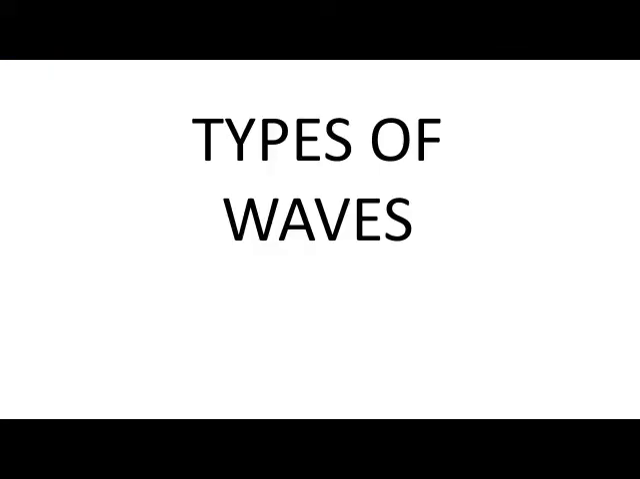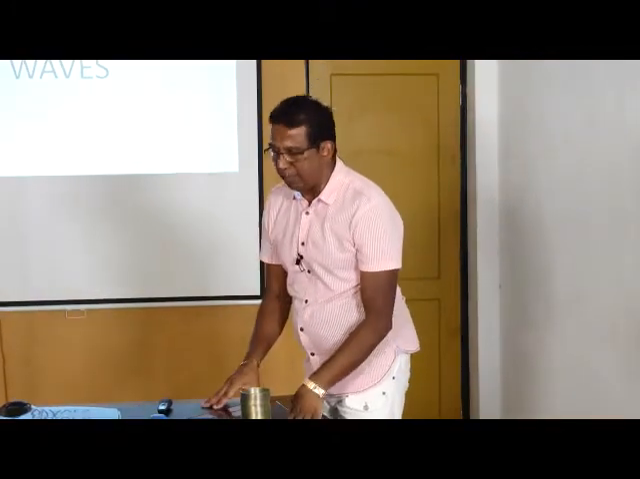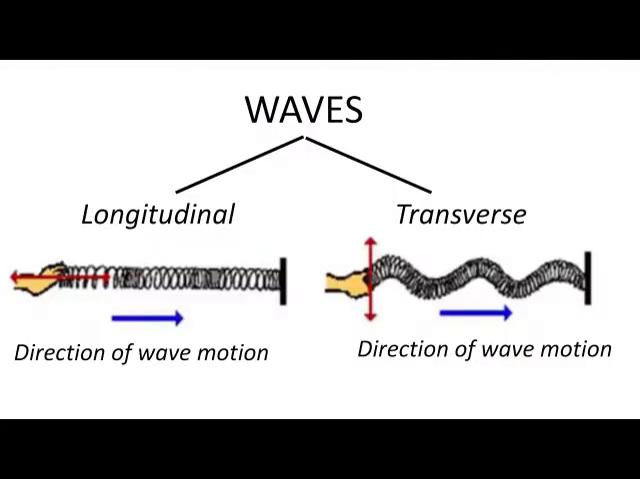Now, types of waves. You have seen that I produced two types of waves with the slinky. Firstly, when I was moving the slinky in and out, the wave was traveling in the same direction as the disturbance. This is one type of wave. There is another type of wave. When I was moving it left and right, the wave was going at right angle to the disturbance this time. This is another type of wave. Therefore, we have got two types of waves.